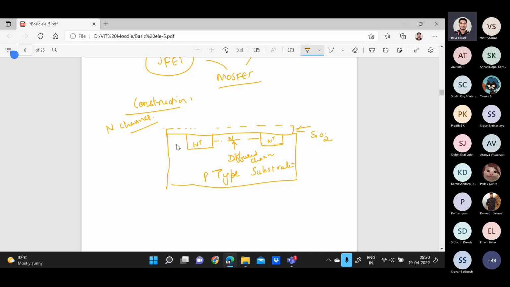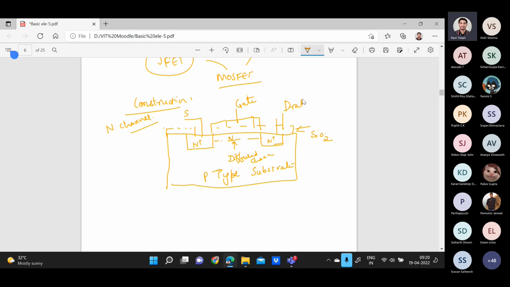SiO2 layer you have to assume. And here you can make an ohmic contact with silicon, the source. Here you make a drain terminal by connecting these two. This will be your gate and this will be your drain terminal.